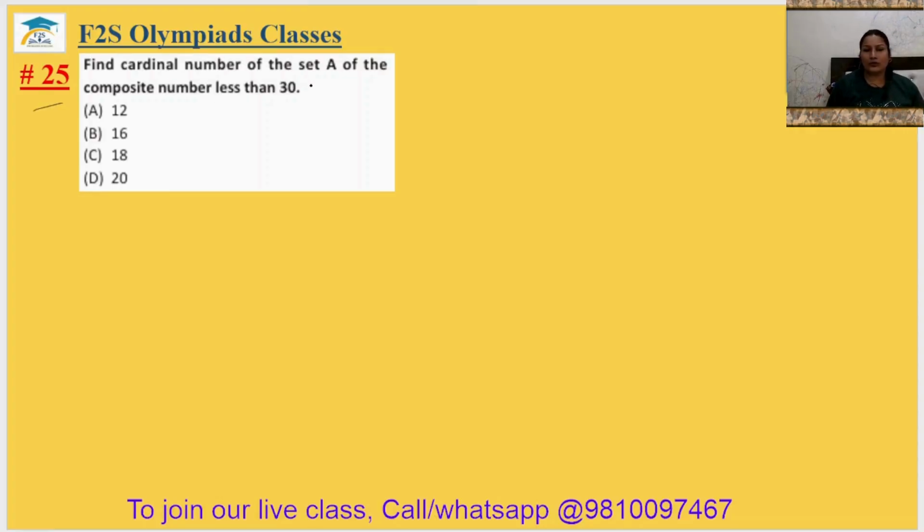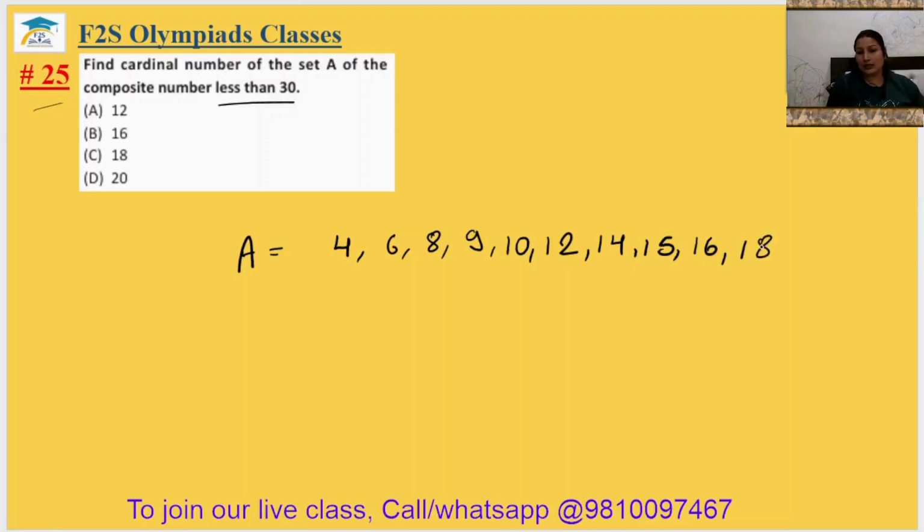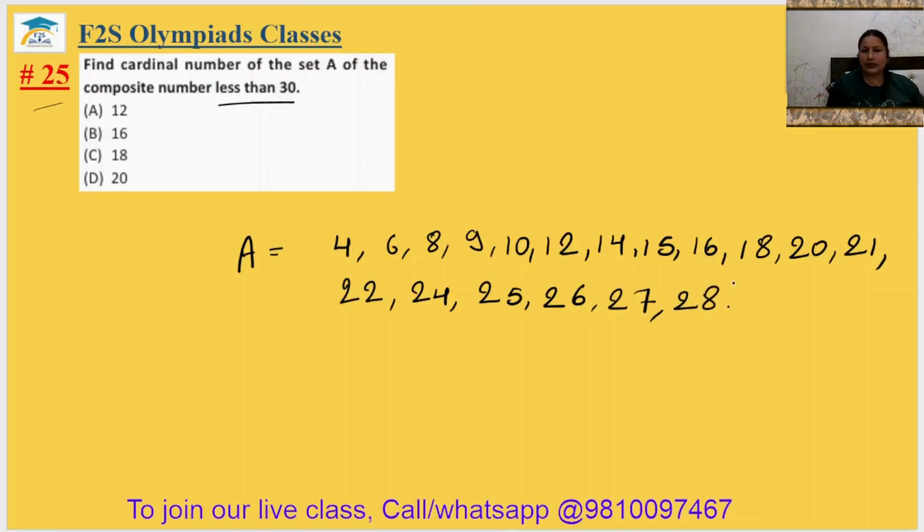Find the cardinal number of set A of the composite numbers less than 30. So first write the set. The elements are the composite numbers less than 30. So composite numbers will start from 4, 5 is prime, 6, 7, 8, 9, 10, 12, 14, 15, 16, 18, 20, 21, 22, 24, 25, 26, 27, 28, and 29 is the prime number.